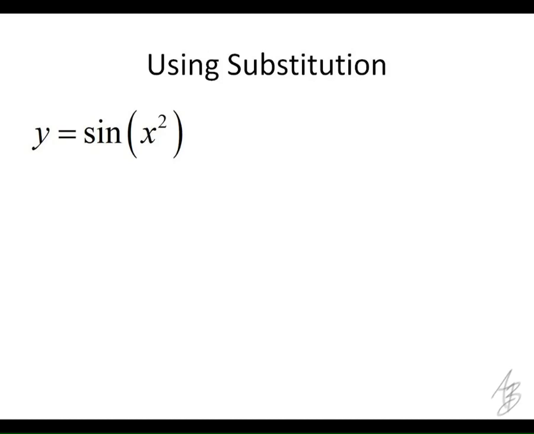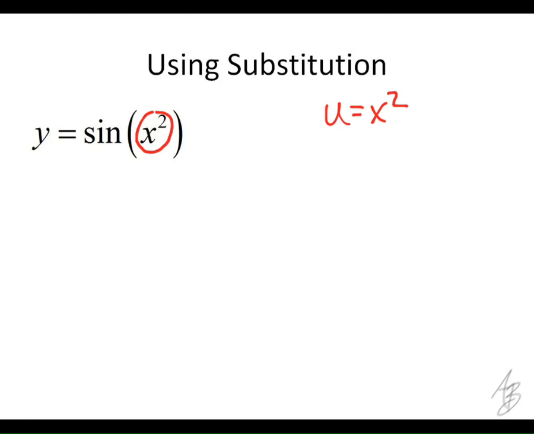So the first thing I'm going to do to find the derivative of the sine of x squared, which is what we had in the last problem, right? The picture of the last problem. The first thing I'm going to do is take this x squared here and replace it with a u. So I'm going to say u equals x squared.